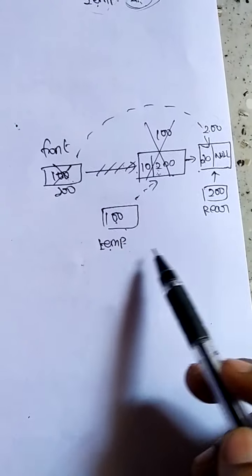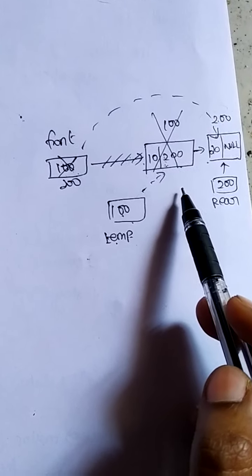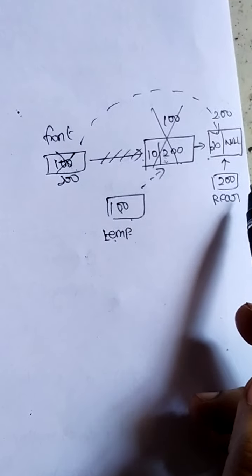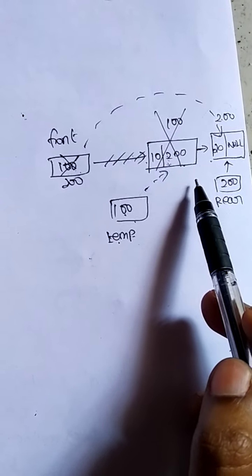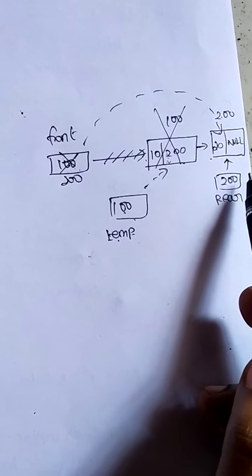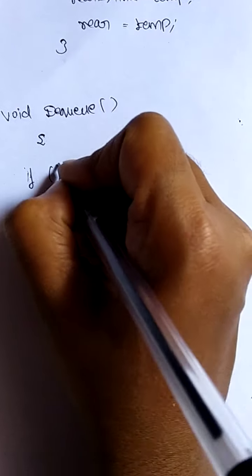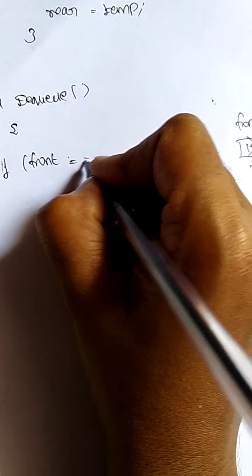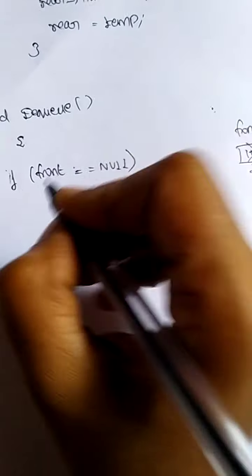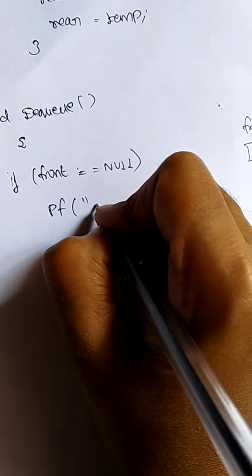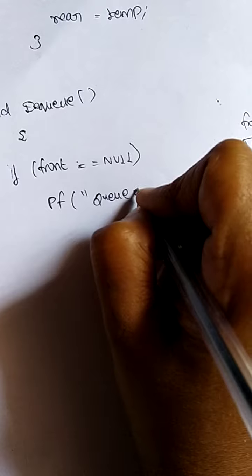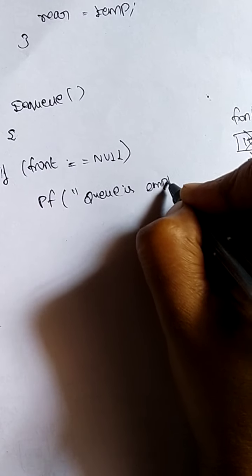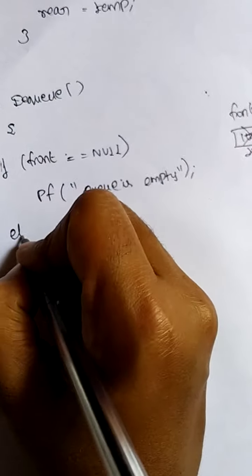Before deleting an item, we have to check a condition: whether the queue is already empty or not. If the queue is empty, we can't delete any item there. So first check that condition. If front is equal to null, the queue is already empty, so we can't delete any item there. So the queue is empty. Now the else part. In the else part I am going to do these changes.